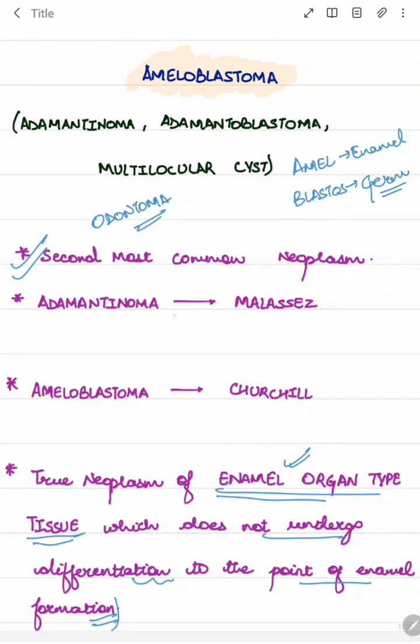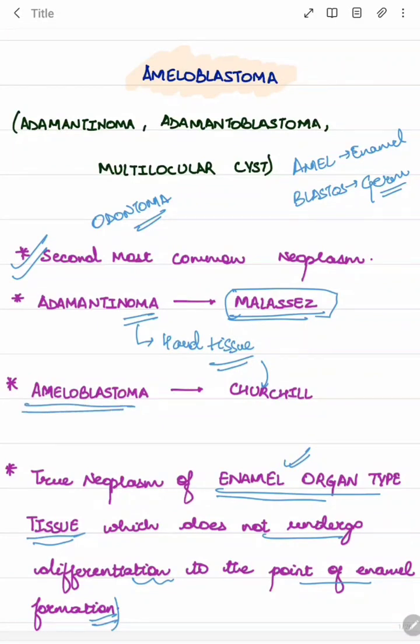Earlier, the term adamantinoma was given by Malassez, but adamantinoma basically means something hard or hard tissue is formed. But as we know that no enamel or no such hard tissue is formed in such type of neoplasm, later on Churchill gave a term, ameloblastoma, which simply means a true neoplasm of enamel organ type of tissue.